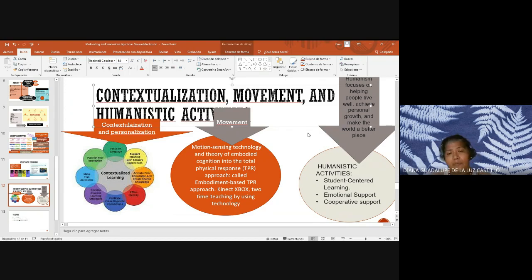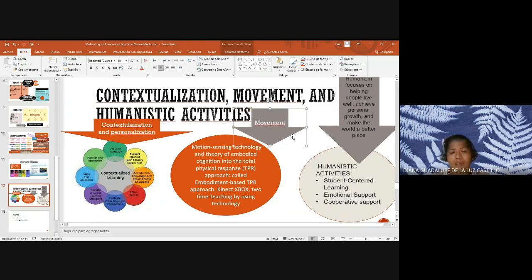There's another tip for improving students' learning using neurodidactics. This tip is called movement. There is a theory that is called the motion sensing technology, in which the body is involved. A long time ago, it used to be total physical response, the method. Now it is called the embodied based TPR approach. And it is like exposing students to Connect Xbox.